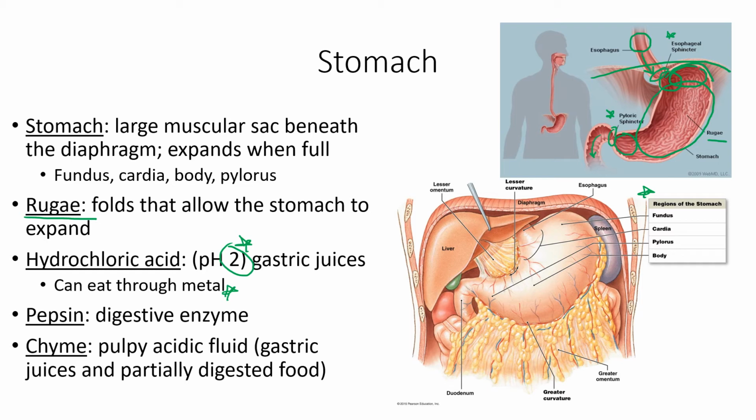Another part of your gastric juices is going to be pepsin. It is a digestive enzyme, very important. This term down here at the bottom is chyme. Chyme is going to be a pulpy acidic fluid, which is just a combination of gastric juices and partially digested food. And that is going to be what is churning around and around inside of your stomach until it becomes small enough and liquidy enough to come out through that pyloric sphincter.